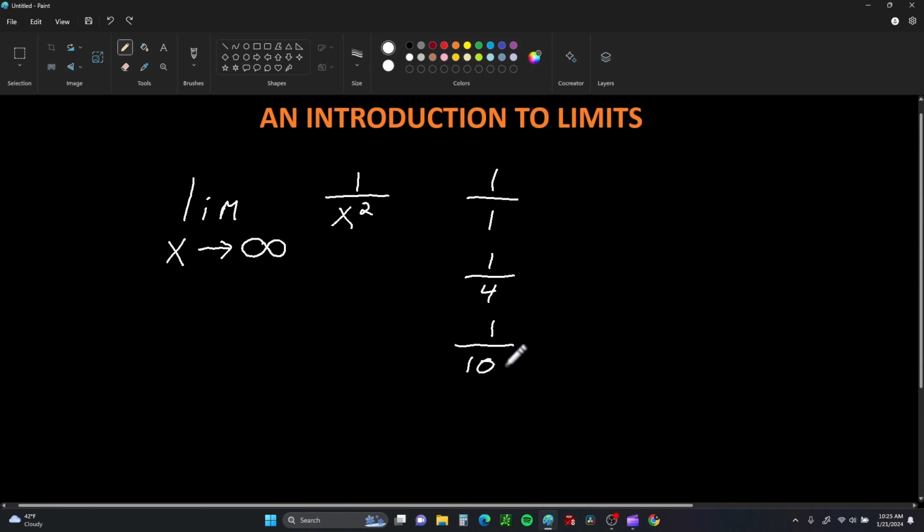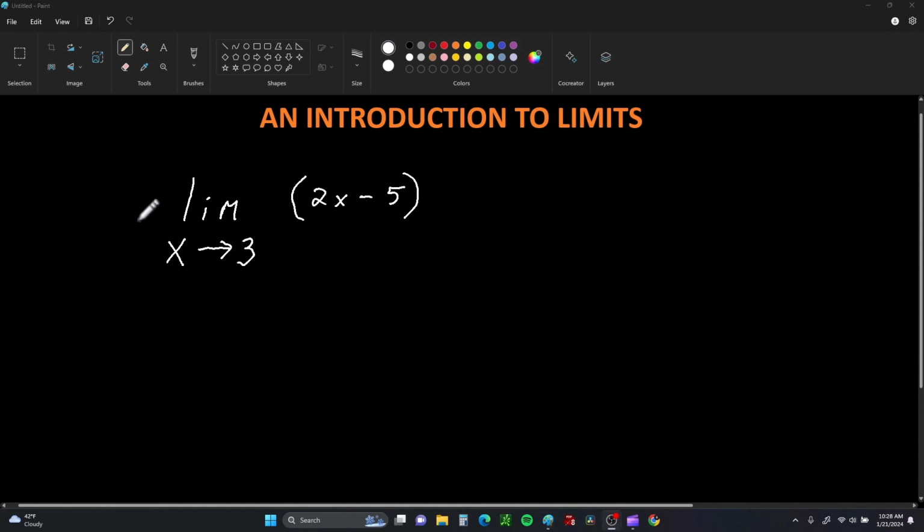What's happening here is as x gets bigger, heading toward infinity, the value of my function, here it's a 1, here it's 0.25, and here it's 0.01. What's happening is as my denominator gets bigger because x is approaching infinity, the value of the function is dropping. And eventually this would go to 0. So the limit as x approaches infinity of 1 over x squared is simply 0.